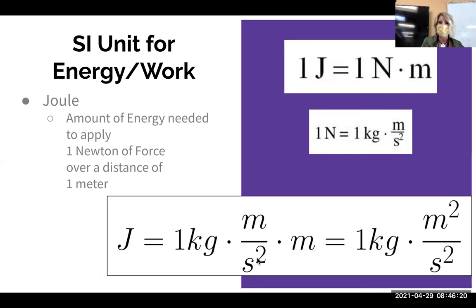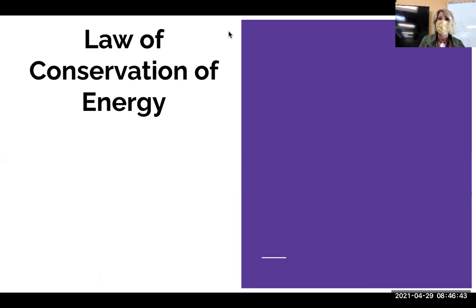1 kilogram meter per second squared times a meter. And when I multiply this meter times this meter, I get this unit, which is 1 kilogram meter squared over second squared. So this right here is equal to a joule. And you'll see when we start doing some math that your units are going to come out like this. And when they do, then you get to replace them with a joule. So it looks scary and intimidating, but I promise it's not. It's simple.